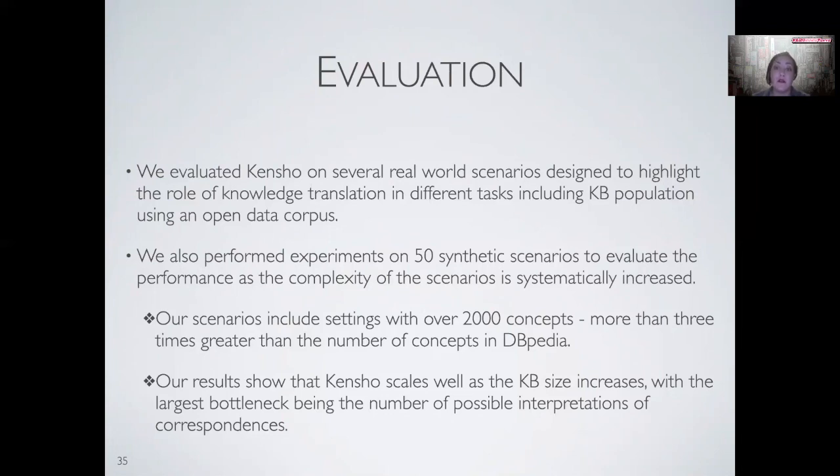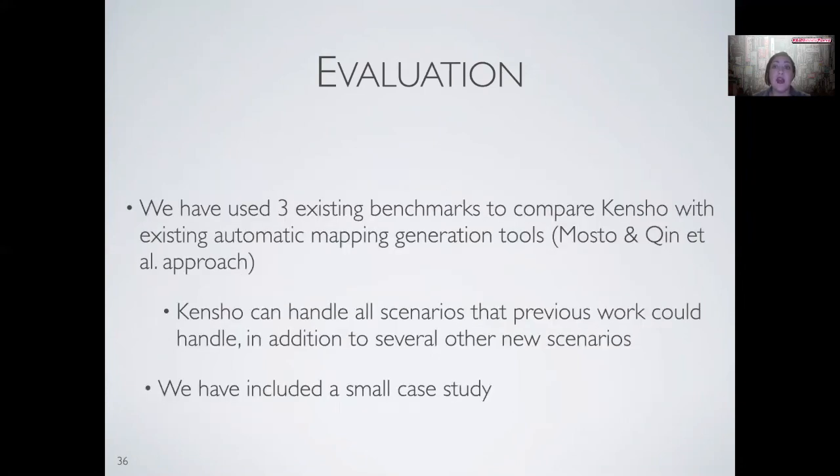This set of scenarios includes settings with over 2,000 concepts, which is more than 3 times greater than the number of concepts in DBpedia. Our results show that Kensho scales well as the knowledge base size increases, with the largest bottleneck being the number of possible interpretations of correspondences. In addition, we have compared Kensho with current approaches using 3 existing benchmarks and included a small case study that showcased the advantage of using Kensho instead of manually creating a set of mapping rules.